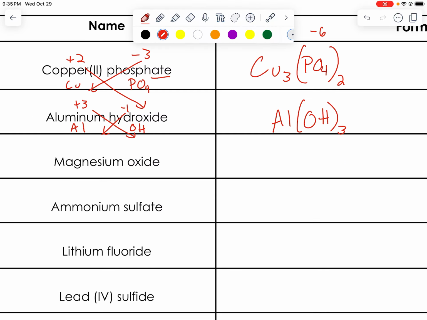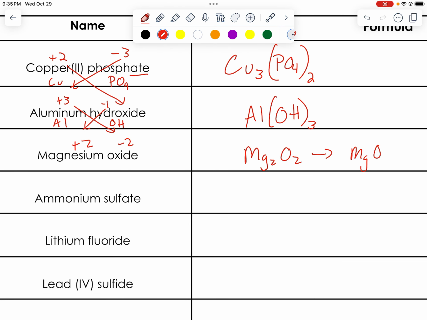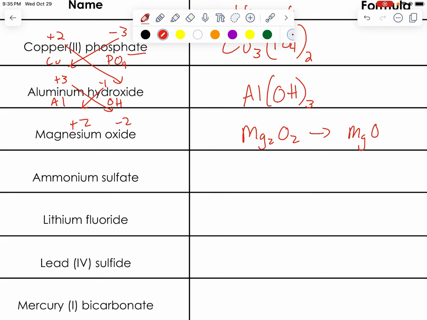All right, let's go through these a little bit faster. Magnesium +2, oxide -2, Mg2O2, which you can reduce down to MgO. You're only going to reduce ionic structures. You don't need to reduce covalent, okay? Keep that in mind. Ammonium sulfate.